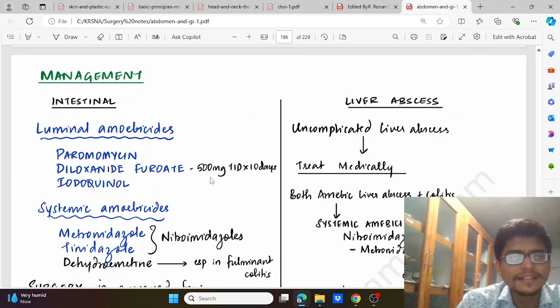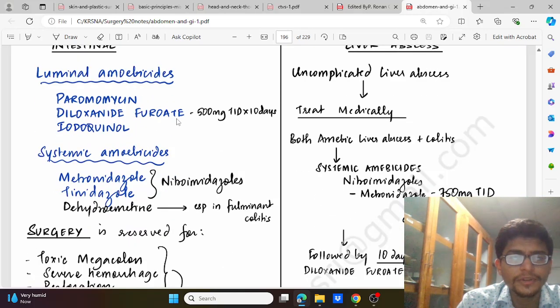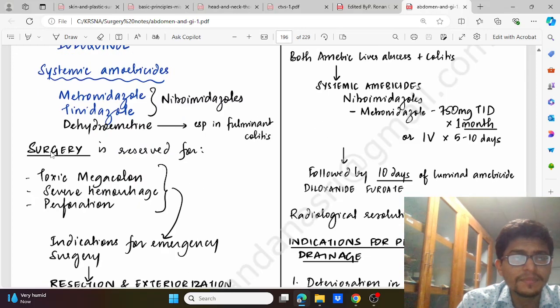So how do we treat this? Management for the intestinal cases is with luminal amebicides, that is diloxanide furoate, 500 mg 3 times a day for 10 days. Others include paromomycin or iodoquinol, and systemic amebicides like metronidazole or tinidazole at a dose of 750 mg TDS for 1 month, or IV for 5 to 10 days.